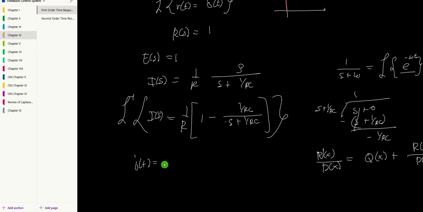So i of t now will be equal to 1 over R. Then we have, or before we do that, we can simplify first. Before taking the inverse Laplace, this will be equal to 1 over R minus this one times this one. So 1 over R times 1 over R, 1 over R squared C times 1 over s plus 1 over RC. And we can now take the inverse Laplace of this one.